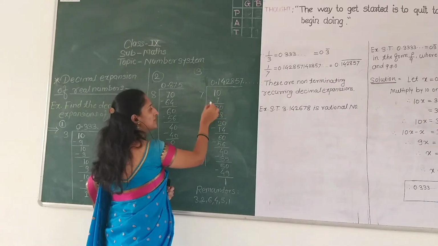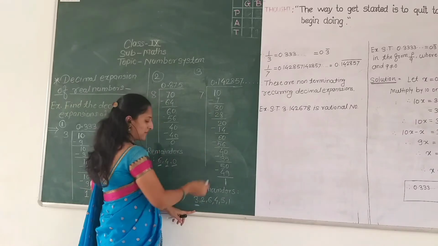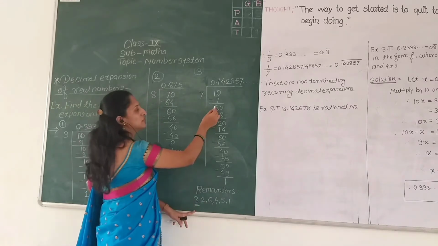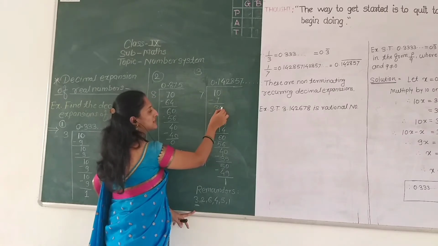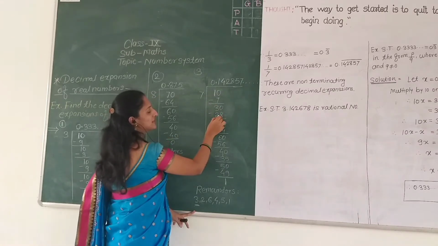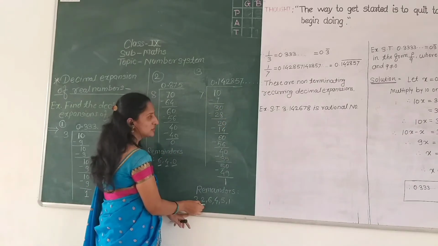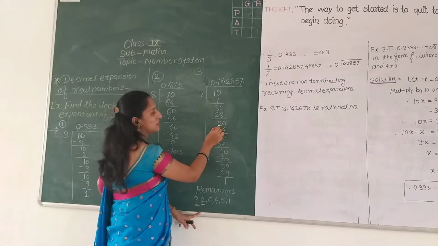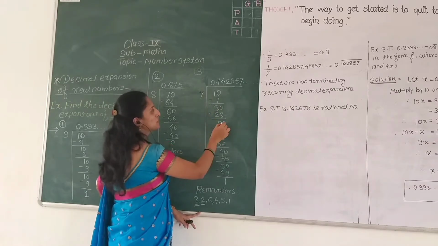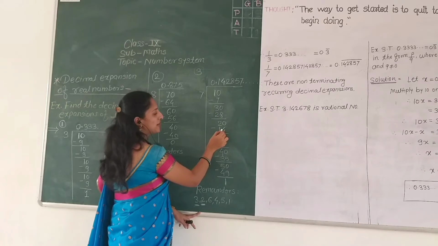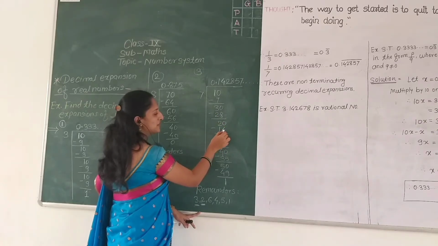My first remainder is 3 here. Now 3 is not divisible by 7, so I place 0 here. Now 7 4s are 28. The remainder is 2. Again 2 is not divisible by 7, so I place 0 here. 7 2s are 14. 20 minus 14 is, sorry, 6.